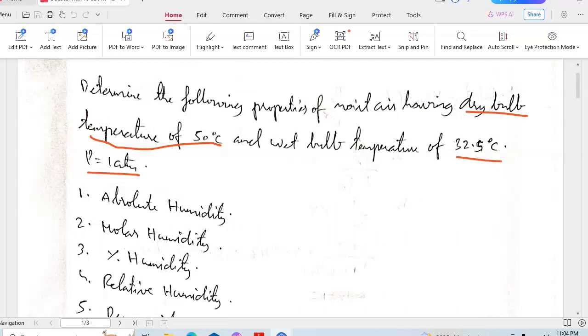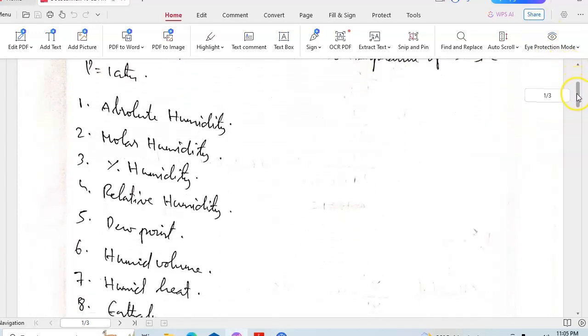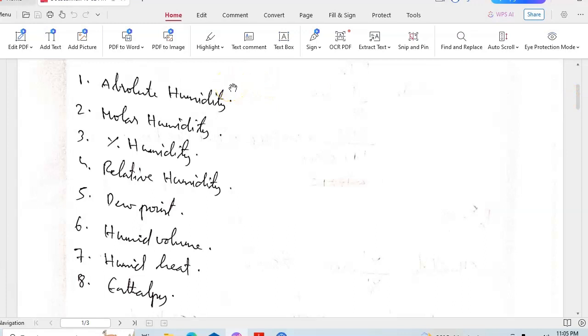Here we have two properties: dry bulb temperature (DBT) 50 degrees Celsius and wet bulb temperature 32.5 degrees Celsius. Then we need to find these 8 properties: absolute humidity, molar humidity, percentage humidity, relative humidity, dew point temperature, humid volume, humid heat, and enthalpy.